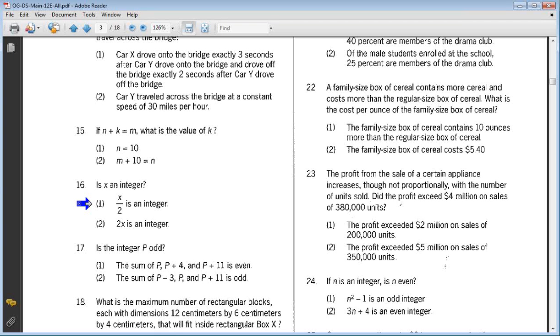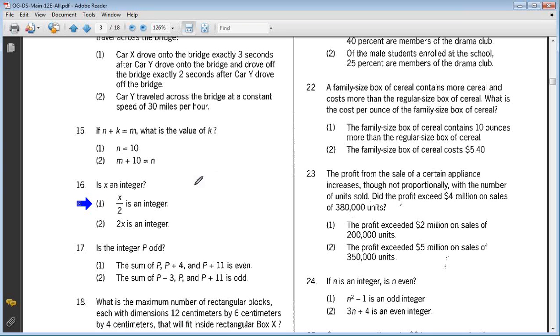And what we're looking for in order for a statement to be sufficient is a result where the statement tells us that yes, X is an integer, or no, X is not an integer. If we get to a result where sometimes yes, X is an integer, and sometimes no, X is not an integer, then that statement is going to be insufficient. So let's evaluate the two statements here and see where it gets us.